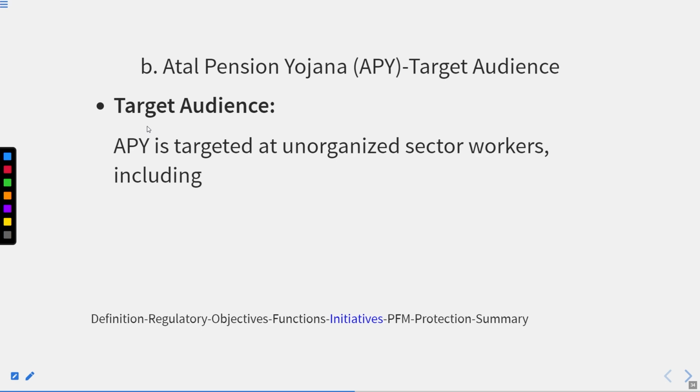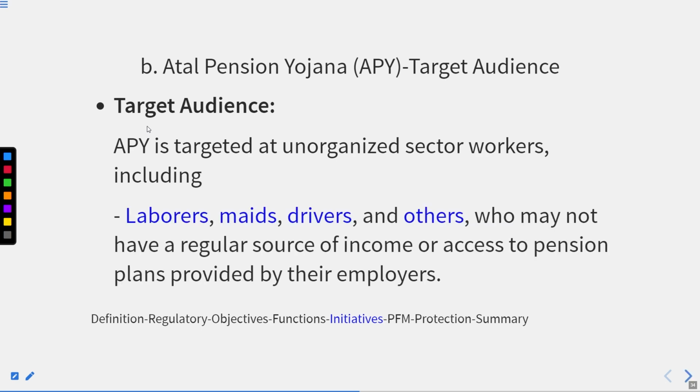APY is targeted at unorganized sector workers, including laborers, maids, drivers and others. These are not a part of formal sectors. There is no proper letter of employment provided to them, no proper salary account opened for them, and other legal things are generally not performed for them. That's why they are part of the unorganized sector, who may not have a regular source of income or access to pension plans provided by their employers. So this is the target audience of the APY. All right, now let's move forward.